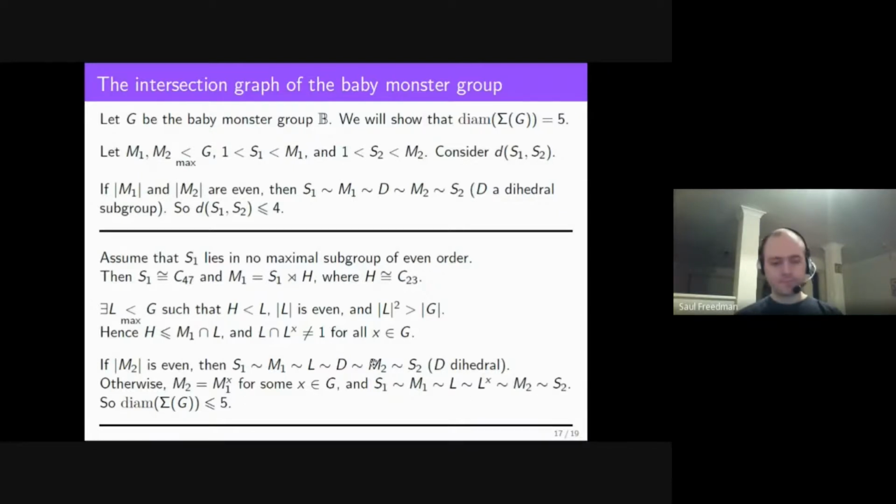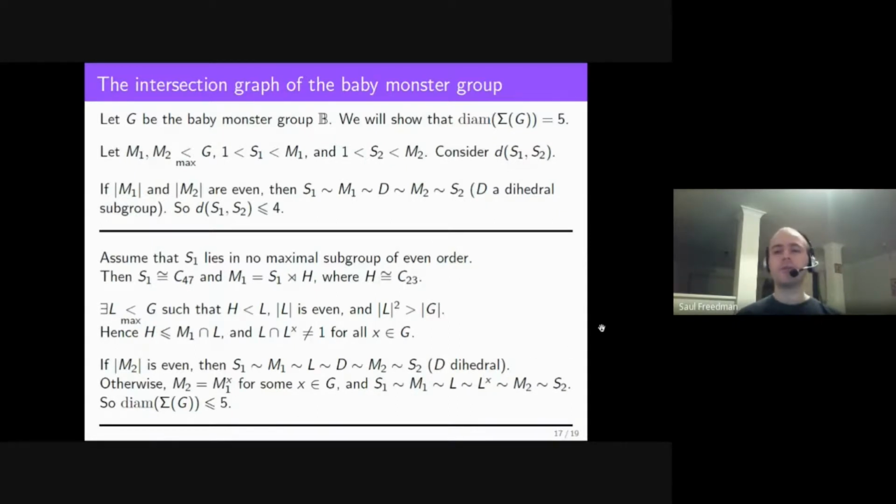Well, we know that L and L to the x are joined in the graph, and because M1 and L are joined, M1 to the x, which is M2, is joined to L to the x. So we have a path from S1 to M1 to L to L to the x to M2 to S2, and so this is again a path of length 5. So we've considered every case, and so shown that the diameter is at most 5.